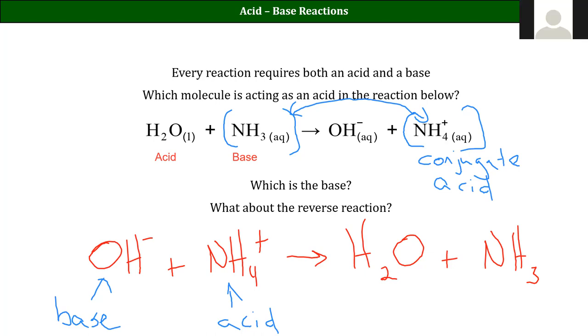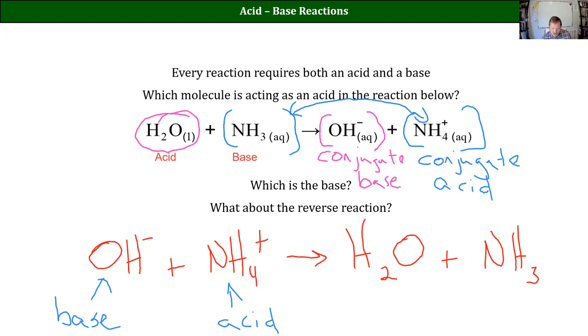Got it. So in this case, if water is our acid, if the reaction went backwards, hydroxide would be the base. So for this particular reaction, hydroxide is the conjugate base that always will be paired up with water. When water acts as an acid, it will always make hydroxide. Water and hydroxide are linked that way. Anytime water gives up an H+, it makes the same thing. So water and hydroxide are a conjugate acid-base pair. Ammonia and ammonium are a conjugate acid-base pair.